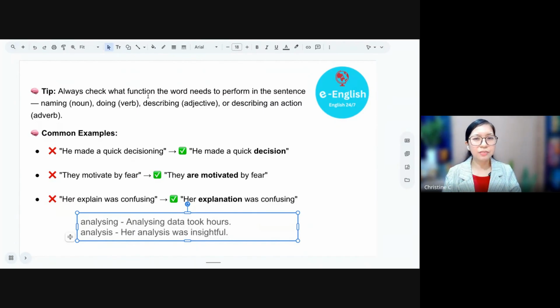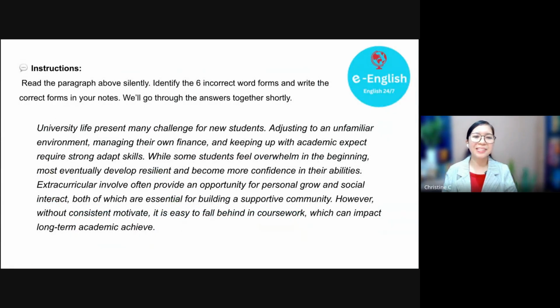The minor difference is that when you say analyzing, it's a gerund, it's a process. You're talking about the process. And when you say analysis, that's the result, okay, of that process. Okay, any questions? We're going to do a simple exercise here for identifying word form errors.